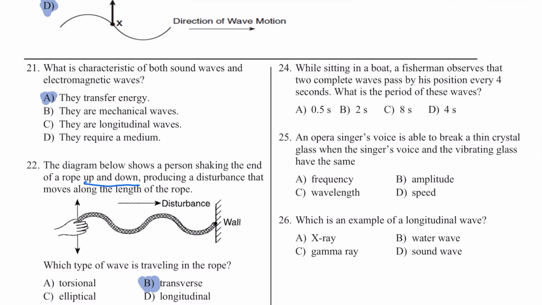24. While sitting in a boat, a fisherman observes that 2 complete waves pass by his position every 4 seconds. What is the period of these waves? So remember that period is the amount of time that it takes for one wave to pass. So if 2 waves pass in 4 seconds, that means 1 wave passes in 2 seconds. So our answer is going to be 2 seconds.